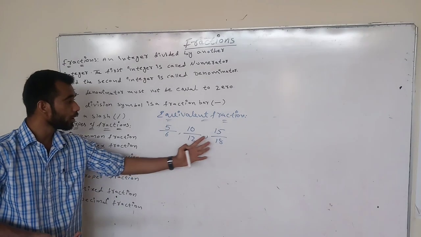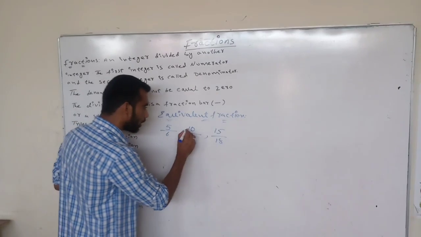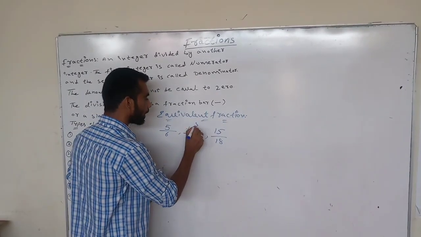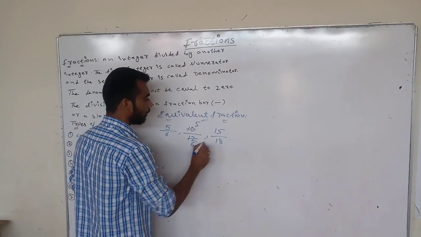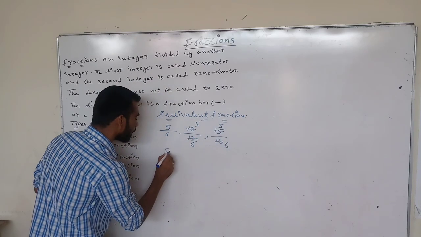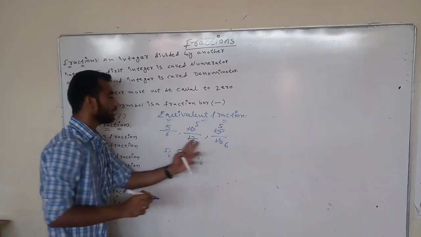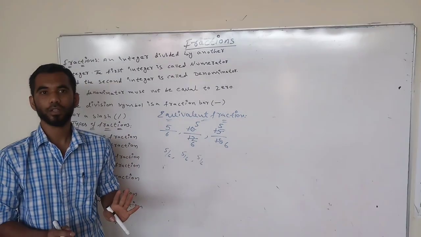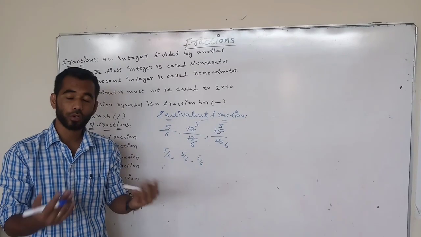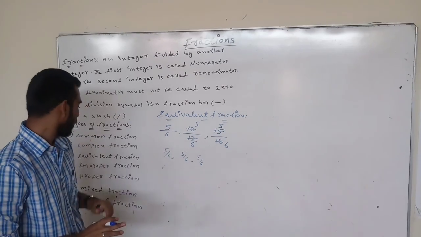See, if you go for the lowest form of the remaining fractions, 2 5s are 10, 2 6s are 12, 3 5s are 15, 3 6s are 18. All are getting 5 by 6, 5 by 6 and 5 by 6. This is an equivalent fraction. Understood? If you go for the lowest form, you will get the same value. It is called an equivalent fraction.